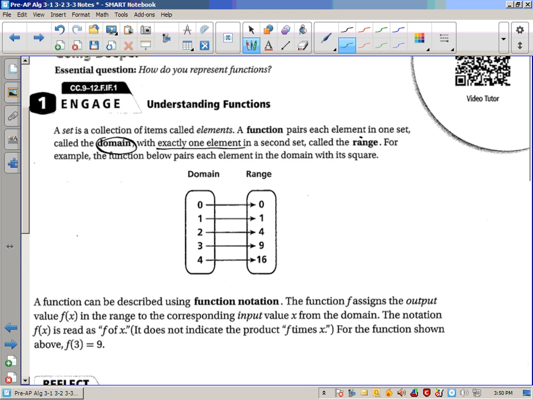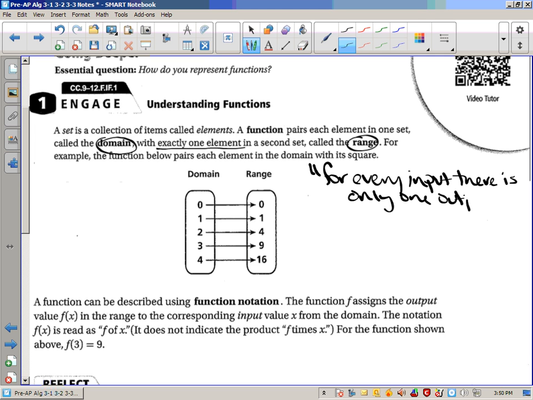A function pairs each element in one set, called the domain, with exactly one element in the second set, called the range. Some of you have probably heard this phrase: for every input, there is only one output.